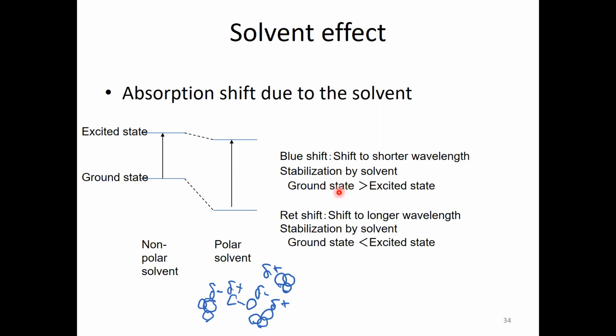For example, in the case of blue shift, stabilization by solvent must be larger in the ground state than compared with excited state. That's why this gap becomes larger. On the other hand, in a red shift, the stabilization by the solvent is smaller in the ground state and compared with excited state. That's why it could happen.